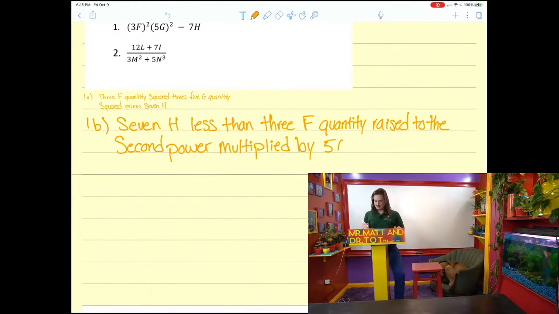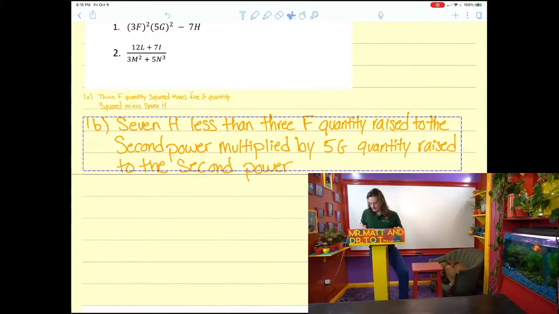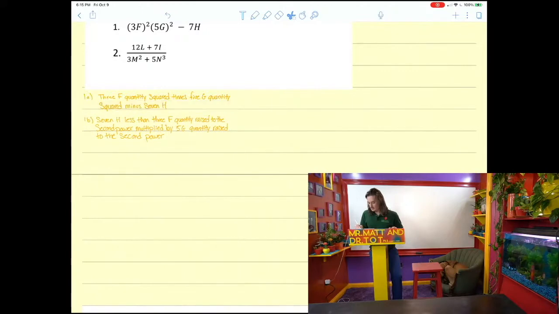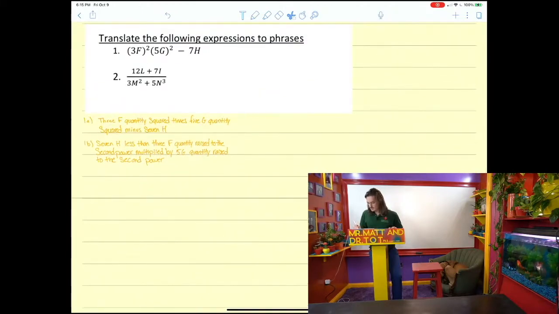For the second expression, one way that we could represent this, we could say 12l plus 7i quantity divided by 3m squared plus 5n cubed.